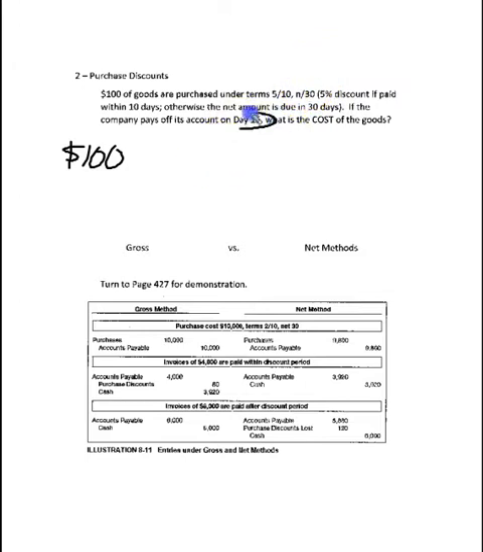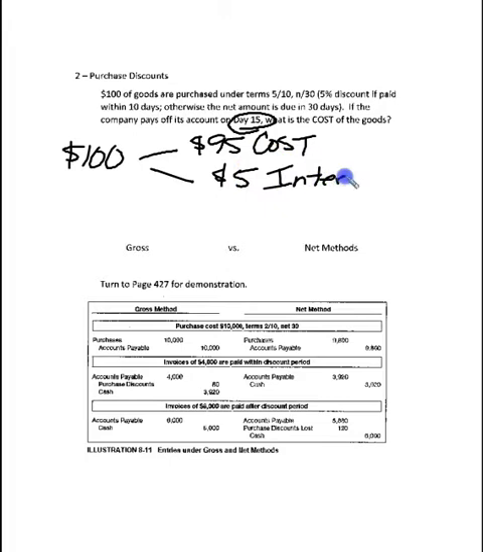So if they pay on day 15, that means we're going to pay a full $100 and we didn't take advantage of the discount. But there are a couple of ways of thinking about that. Some accountants think that really the cost of the goods is $95, and the other $5 is the fee for paying late, somewhat akin to an interest cost or some sort of finance charge. So there are two methods then for accounting for discounts.